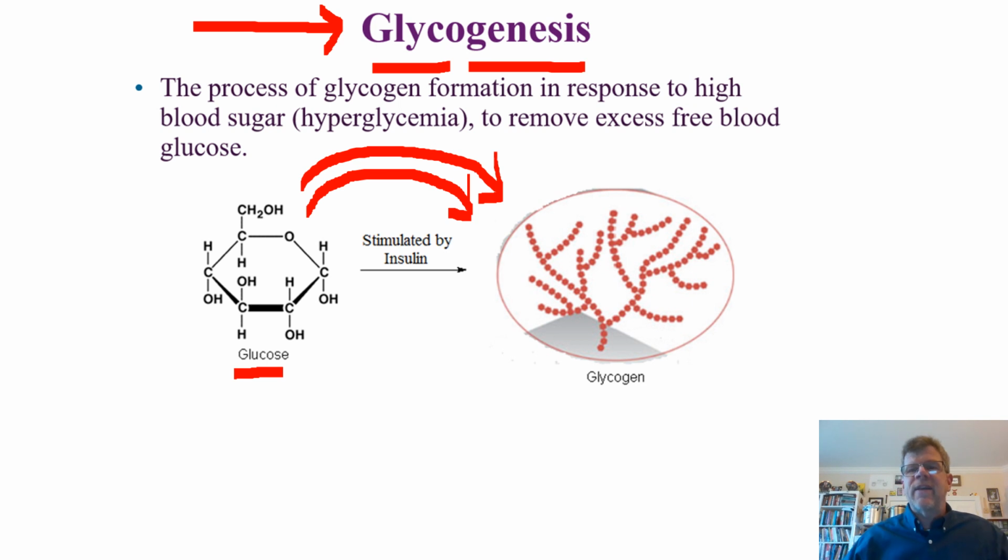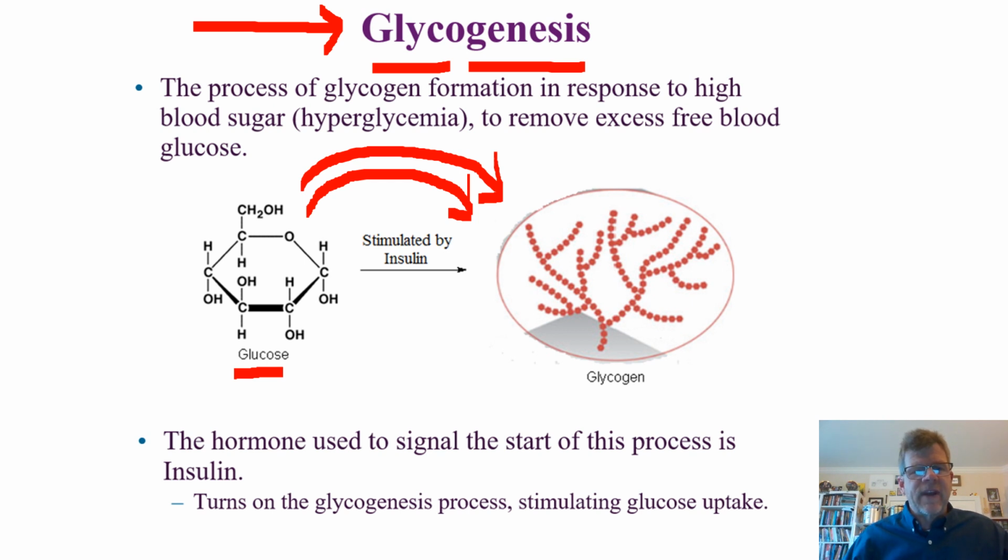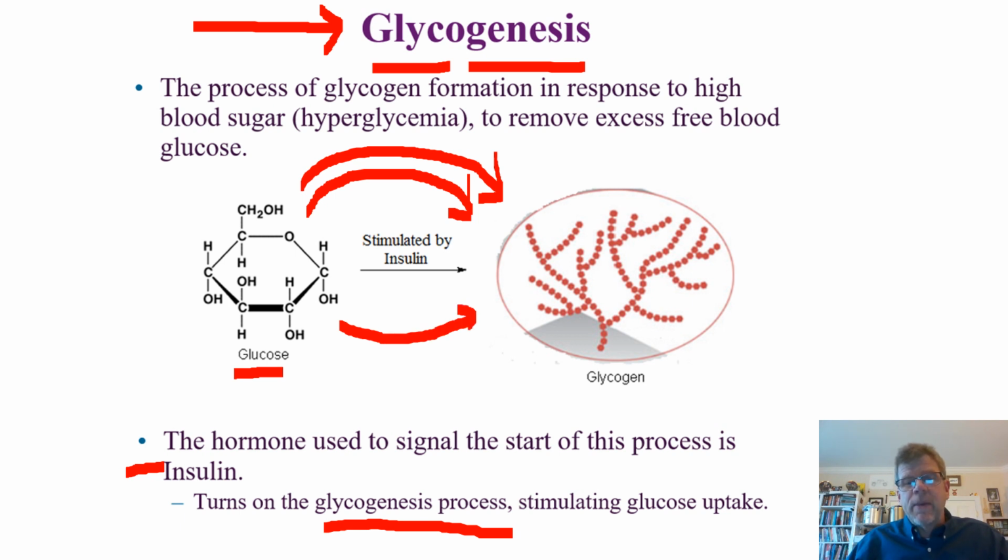So we can think of that as different from gluconeogenesis, which is the genesis of glucose. Glycogenesis is the genesis, the building, the putting together of glycogen, and it is stimulated by a peptide hormone known as insulin. Its signal is to turn on the glycogenesis process, and when glycogenesis is turned on, we're sifting out glucose from the bloodstream. So it stimulates glucose uptake into glycogen, which we see right here.